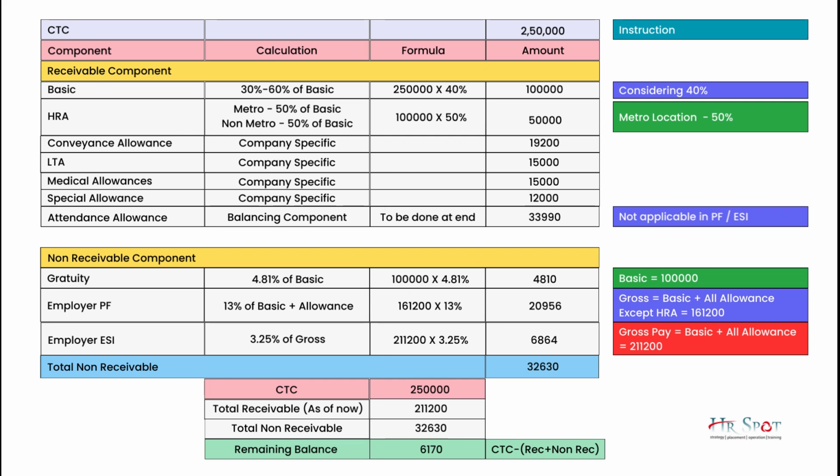So I have included attendance allowances as a balancing figure, and this should be done at the end of the calculation. So in this example, I have added 6,170 as a balancing figure. So my total gross salary has become 2,17,370, and the total CTC has become 2,50,000. So this is the structure of a CTC of amount 2,50,000.